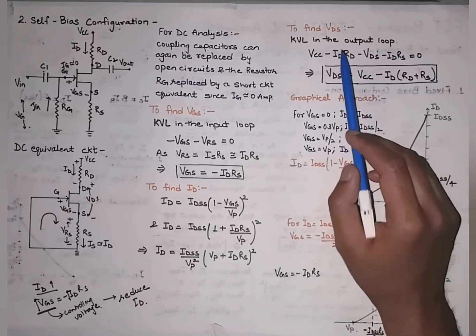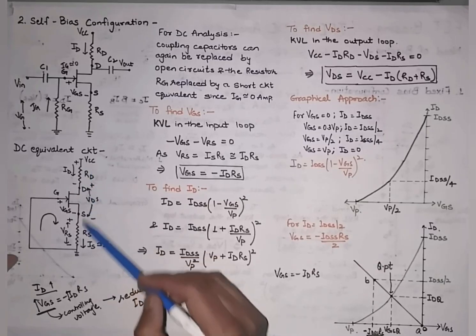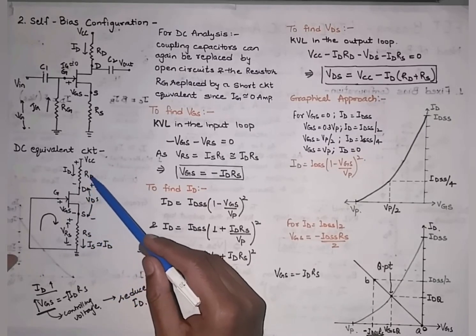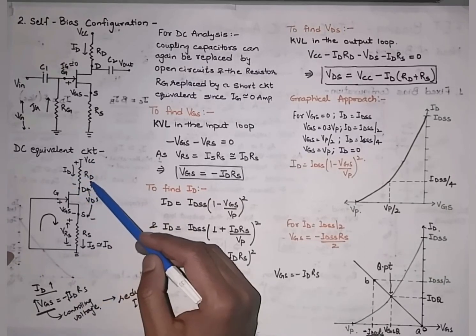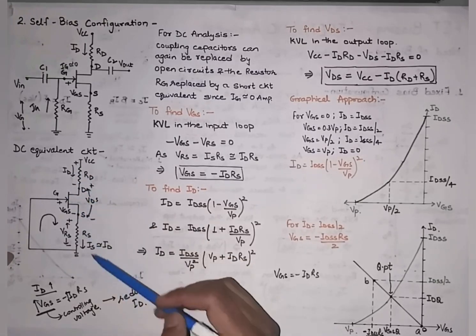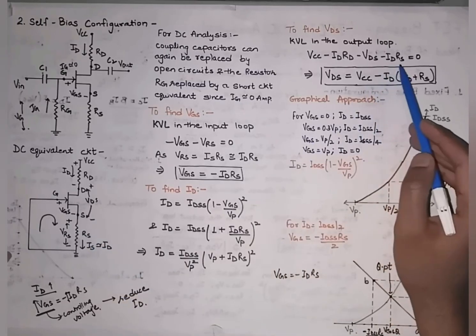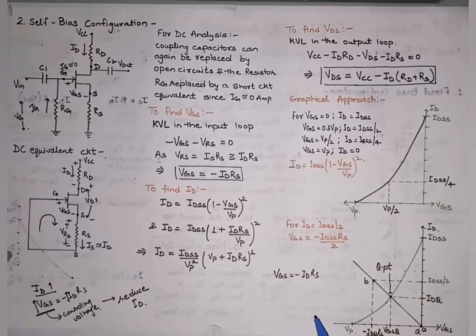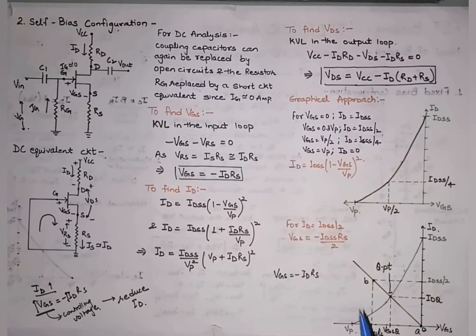Third is VDS. VDS can be obtained by applying KVL in the output loop. While we are going from VCC to the ground, there will be a drop across RD, VDS and RS. So from this we can say VCC minus ID RD, because current is entering this terminal so it is positive, minus VDS, and again current is entering this terminal, so it will be minus RS IS, or I can use ID in place of IS, so minus RS into ID. From here VDS will come out to be VCC minus ID into (RD plus RS).